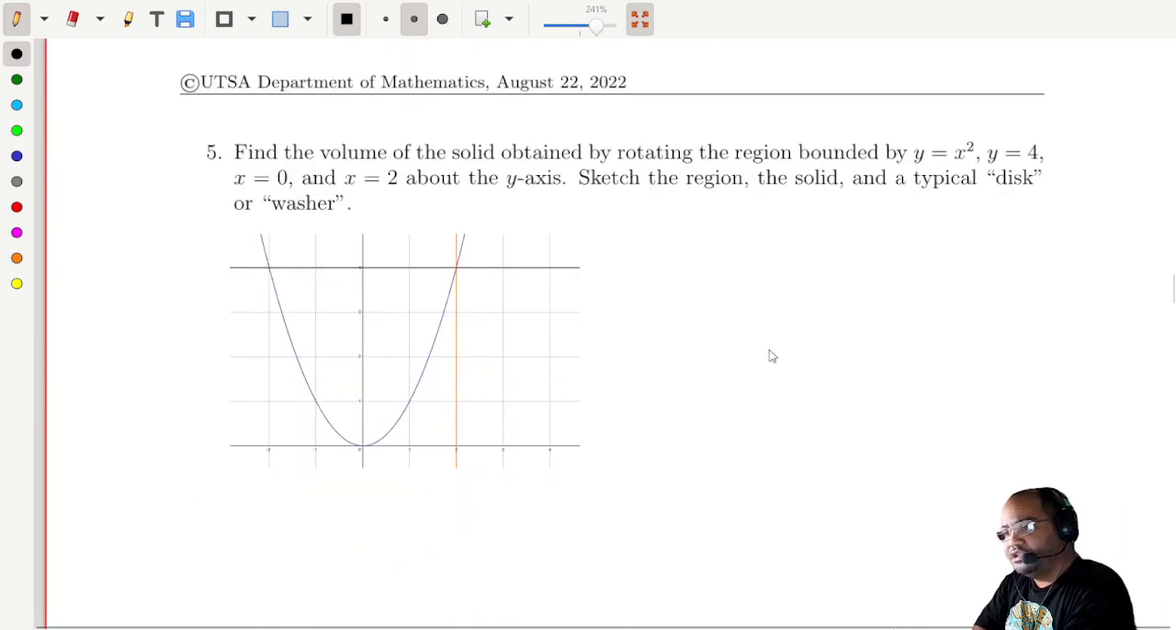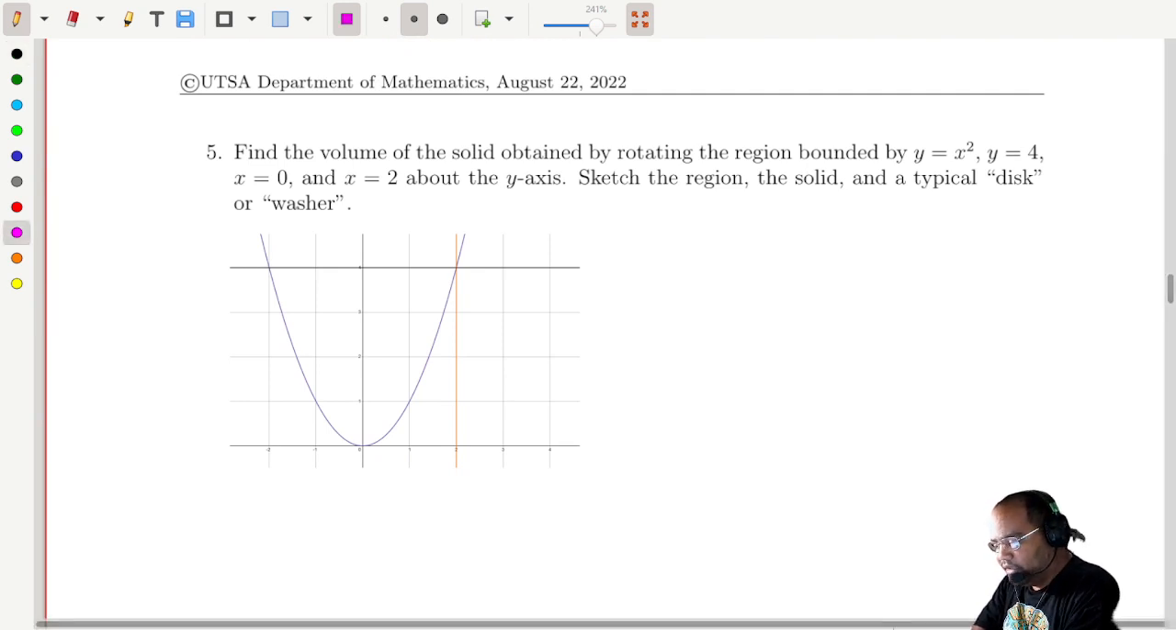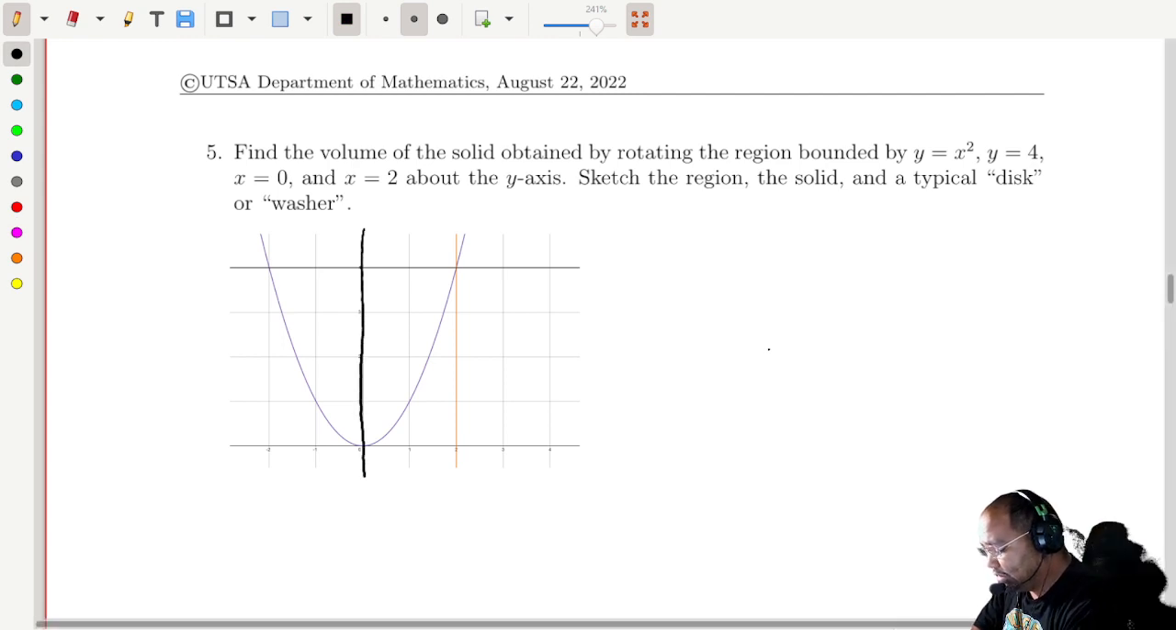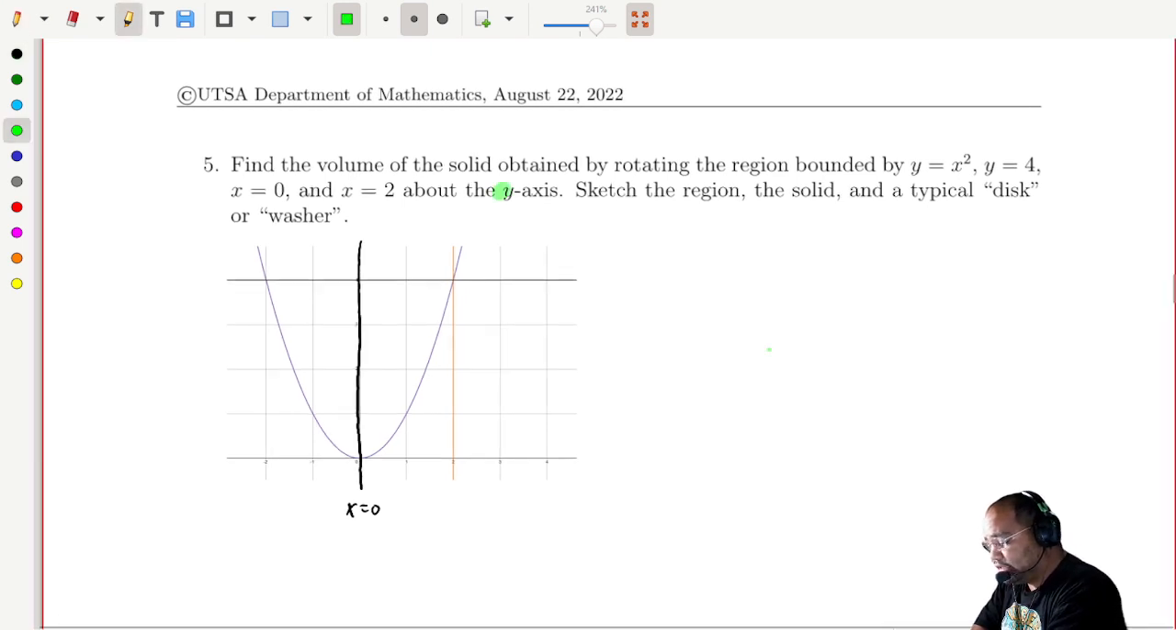Now let's consider this region here. It's bounded by the parabola in purple there, the line y equals 4, that's the top line in black there, x equals 0, the y-axis, and x equals 2, which is this golden line. We're going to rotate it around the y-axis.